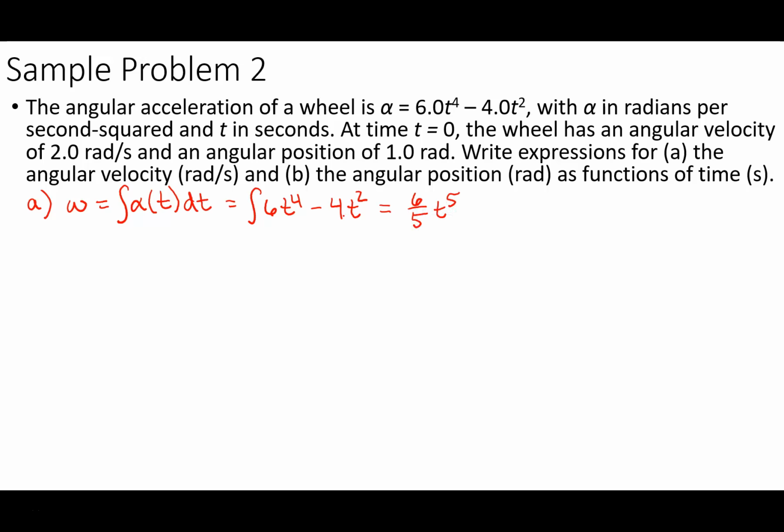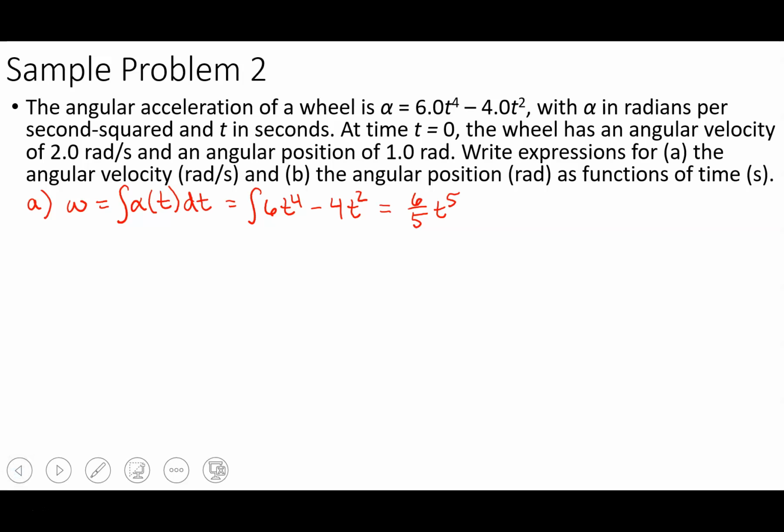And then here with the power rule, this is going to become a 3, and we need a 3 on the bottom here to make sure it would cancel out when taking the derivative. So it's going to be minus 4/3 t to the third. Then we want to do an indefinite integral here, so we're going to say plus c.